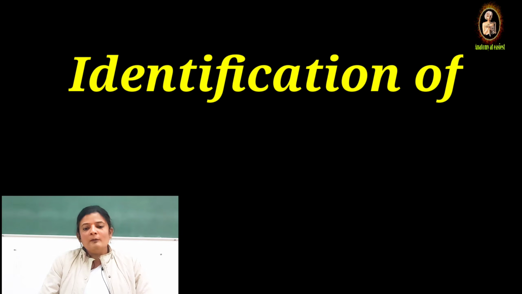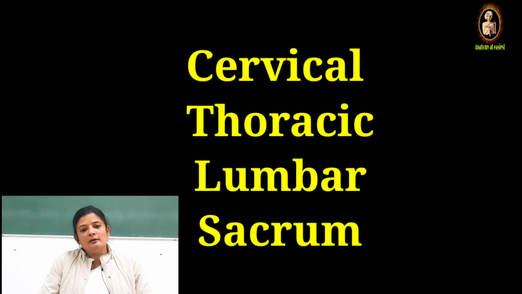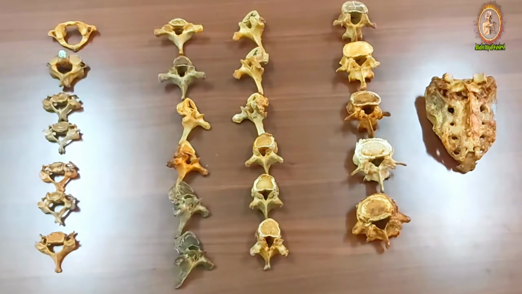Now today's video is made for identification of all the vertebrae. I am just discussing those points on the basis of which you can differentiate between the cervical, thoracic and lumbar region vertebrae. Also some points on sacrum and its anatomical position, how it is placed in our body. So let's start. Now these are the vertebrae which are present in the human body.